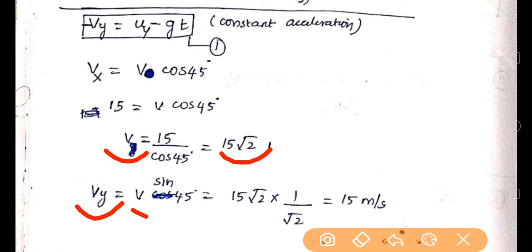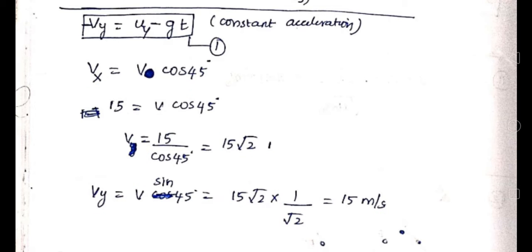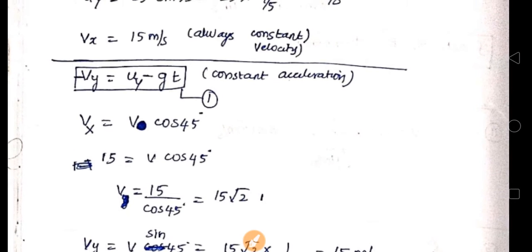What is Vy? V sine 45. If Vx is V cos 45, Vy has to be V sine 45. V is 15 root 2. Sine 45 is 1 by root 2. So Vy is also 15 meter per second at this point.